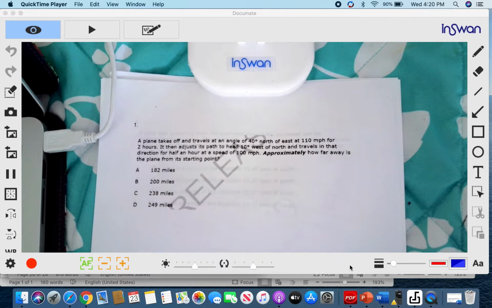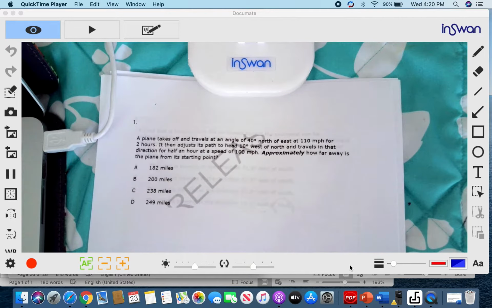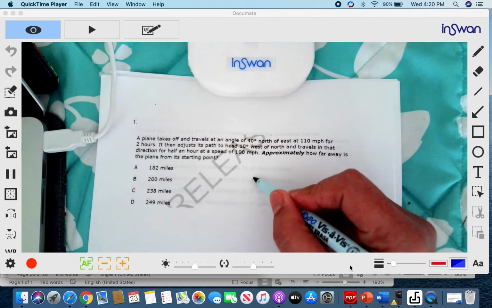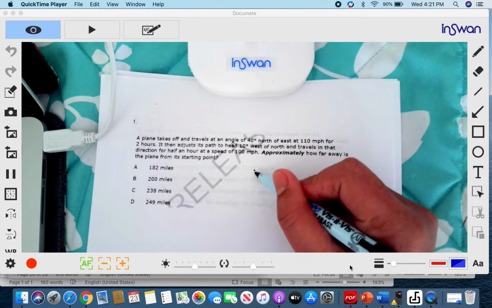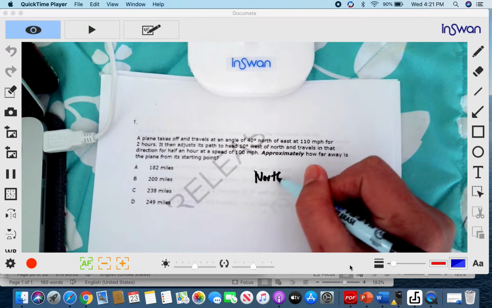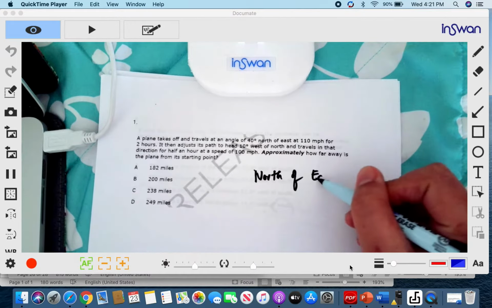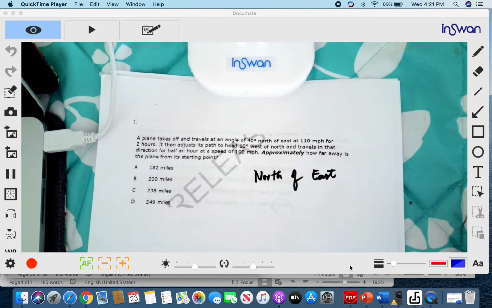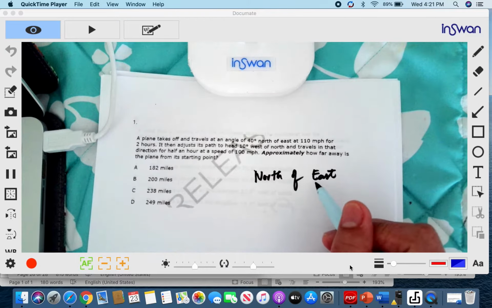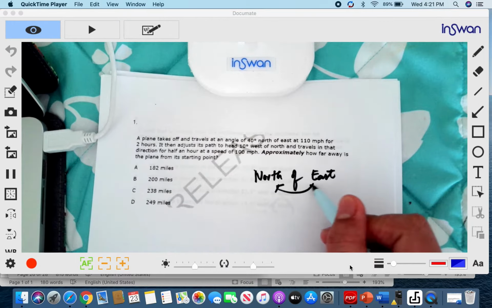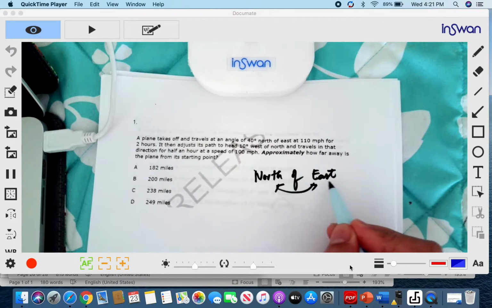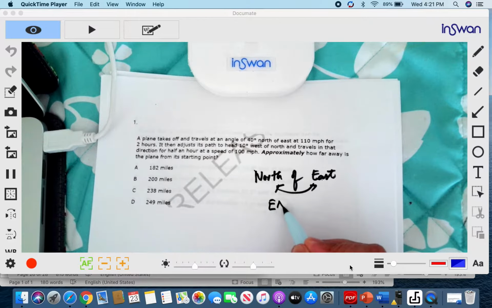Applications of vectors. There is a plane that takes off and travels at an angle of 40 degrees north of east. So first, you have some terms there: north of east. When you do this in words, it's going to be like that. But if you're going to do it in letters, you have to reverse the process. So this means from east going to the north, so that would be east-north.